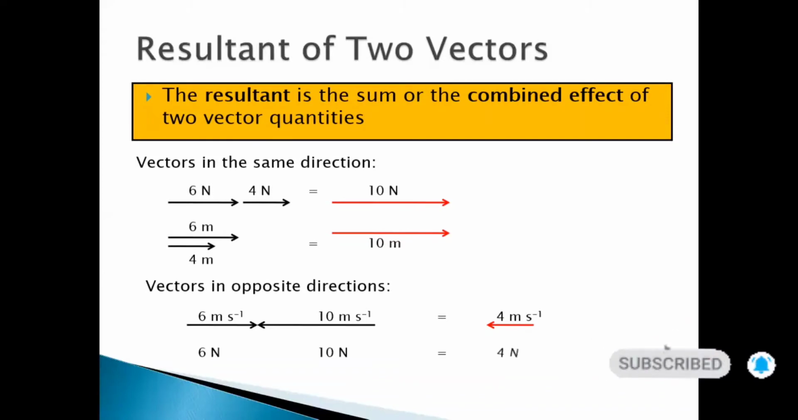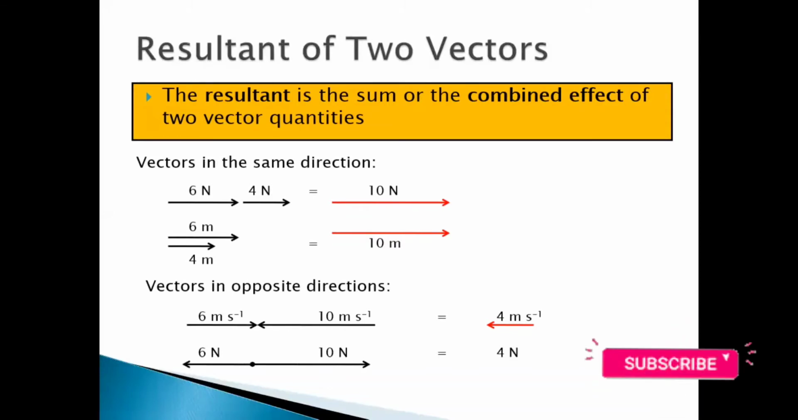Another example, if you have 6 newtons and 10 newtons with opposing, pero outward yung direction, not inward. So the resultant vector will also be 4 newtons. So that is the effect. You take 6 newtons from 10 newtons.